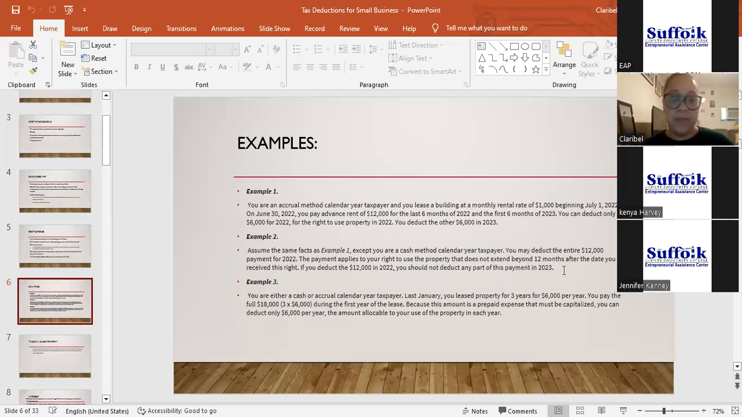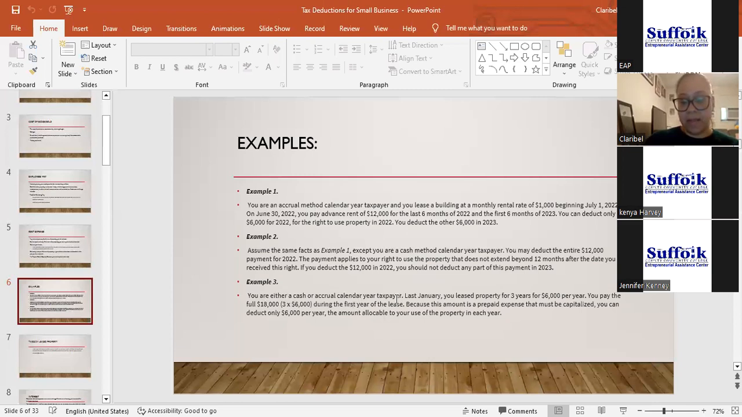And the difference between the two is, if you're accrual, you're accruing the expenses and paying them as you incur the expense. As cash basis, you're deducting from your taxes as the cash comes out, even if you haven't actually lived there for the 12 months. So there's a difference between the cash and accrual method. You are either a cash or accrual method taxpayer.